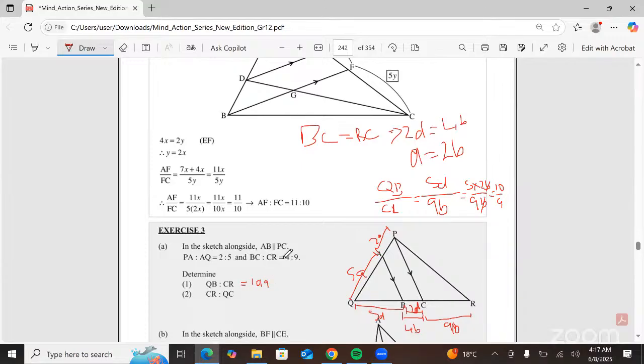Then you are done. But just do me this favor. When in the paper you are writing that QB over BC is 5 over D, just state the reasoning that it moved there using the proportionality theorem because AB is parallel to PC. Yes, sir. Then now we can go for number 2.